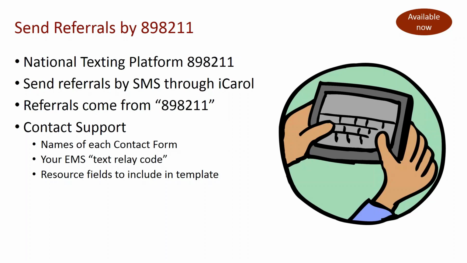They need to know the names of each contact form in your iCarol system that this would apply to, that you need to have enabled for this. They need your EMS, that's the texting provider. They need the text relay code that you've been assigned as a part of this project, and they need to know which resource fields you would like to include in that template that you're sending by SMS. So, do you want name, phone number, all of those fields from your resource database that you'd like to include. This is available now. Just contact the support team if you'd like to participate in this.